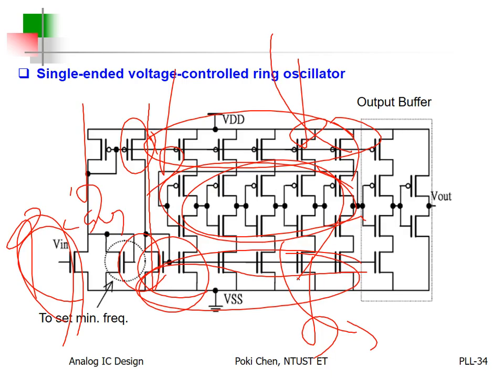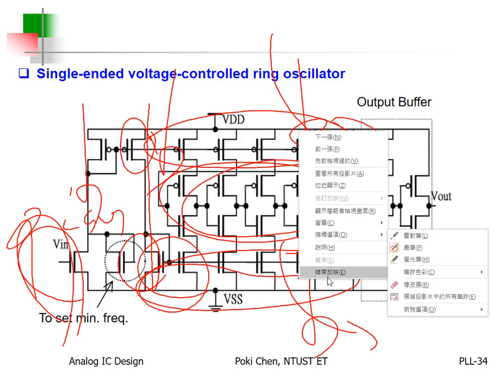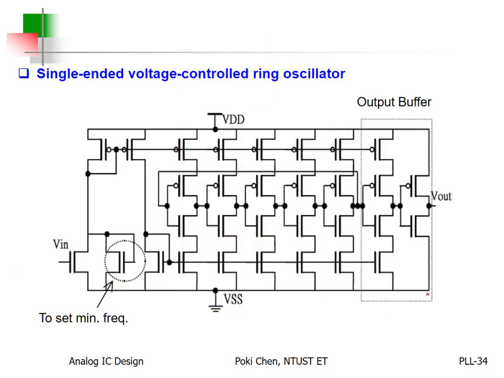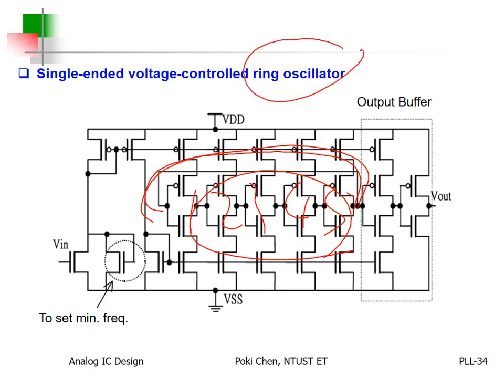It means the NOT gate can operate faster. And also you can see we have an odd number of NOT gates: 1, 2, 3, 4, 5. Then it goes back to the origin. An odd number of NOT gates connected in a ring, so we call it a ring oscillator. Piece of cake. Okay, do it by yourself.